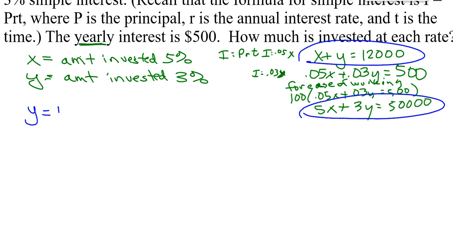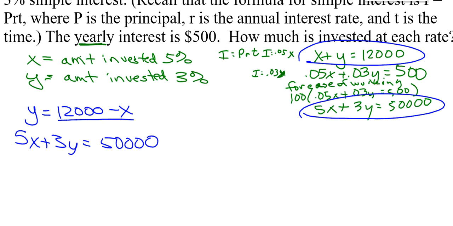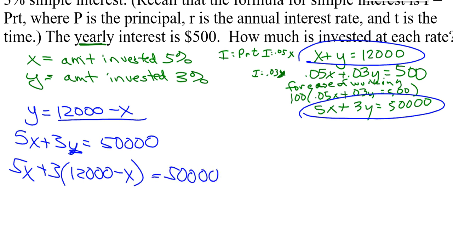Yep, y equals 12,000 minus x, and then we've got 5x plus 3y equals 50,000, and so then we put this in for that y: 5x plus 3 times 12,000 minus x equals 50,000. So take a minute, find x, find y. How much at each percent interest rate?